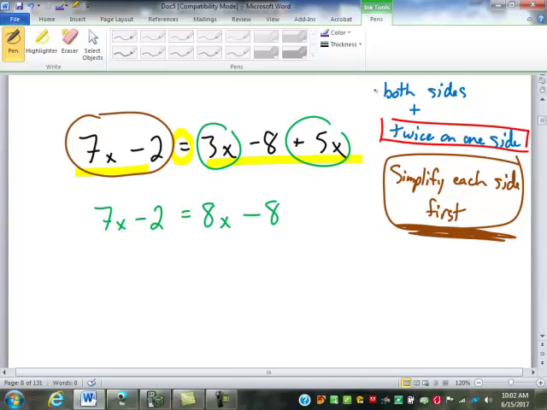We still have a variable on each side, though. So we are going to subtract the 7x. We have to get rid of one. The smaller one is the 7x, so we will subtract it.